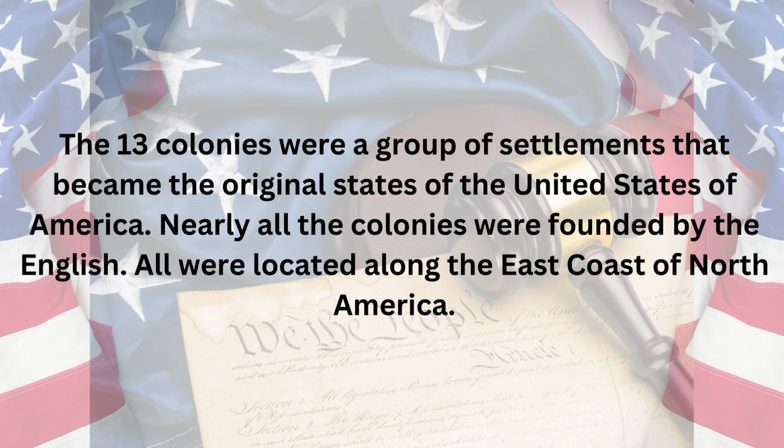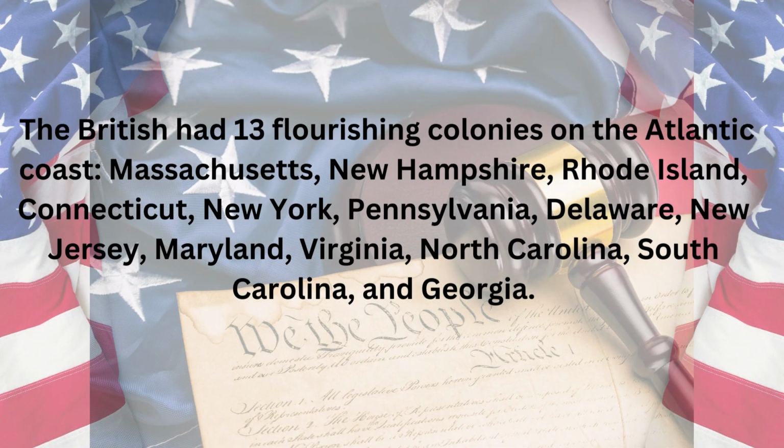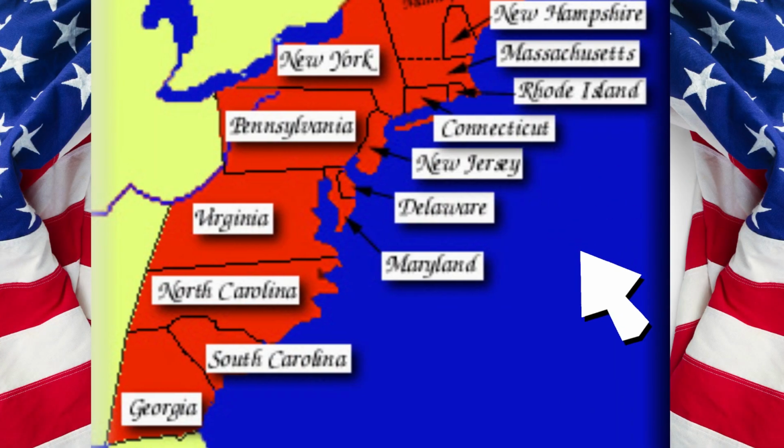of America. Nearly all the colonies were founded by the English. All were located along the east coast of North America. The British had 13 flourishing colonies on the Atlantic coast: Massachusetts, New Hampshire, Rhode Island, Connecticut, New York, Pennsylvania, Delaware, New Jersey, Maryland, Virginia, North Carolina, South Carolina, and Georgia.